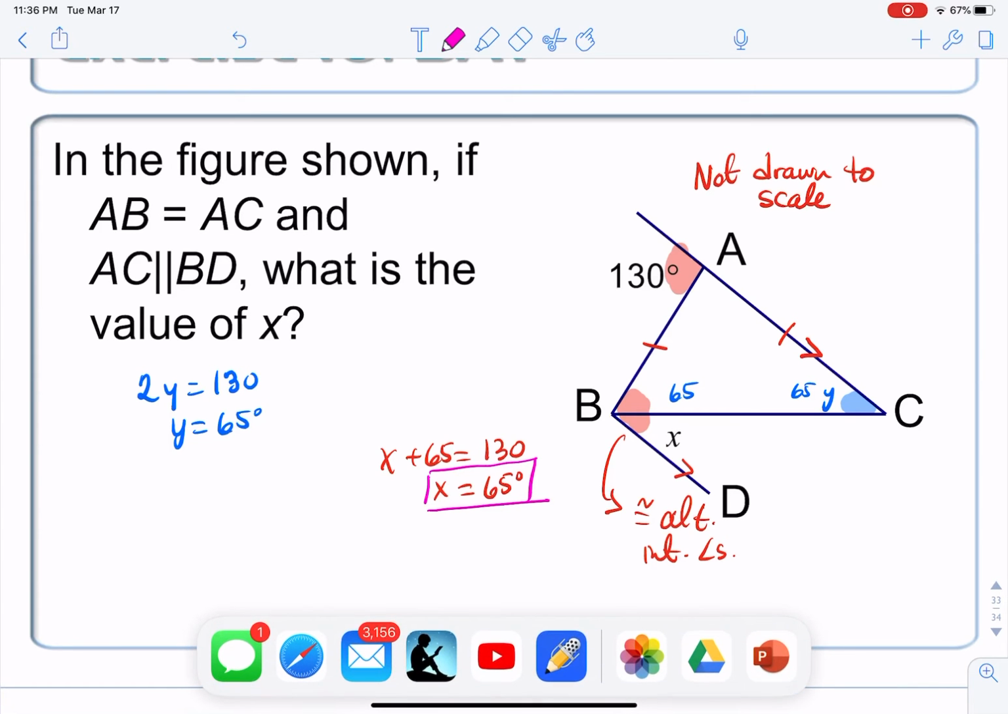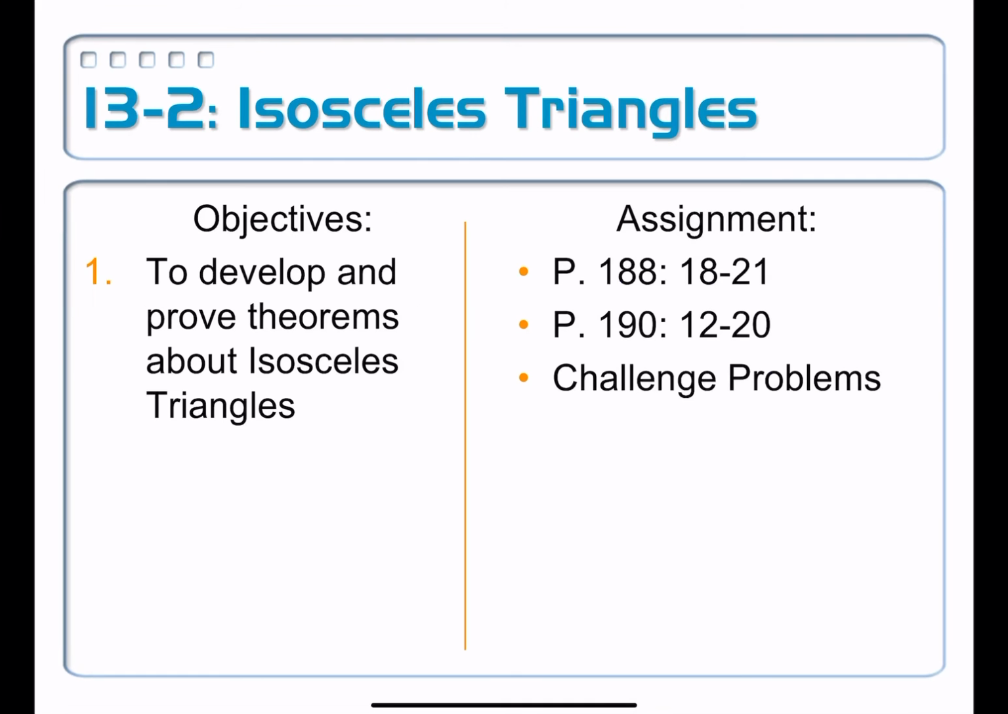All right, so that brings us to the end of this lesson on isosceles triangles, developing and proving some theorems about isosceles triangles. We got the base angles theorem, which says that if two sides of a triangle are congruent, then the two angles opposite them are congruent. It was also true in converse. If we start with congruent angles, then we can conclude the opposite sides are congruent to each other.